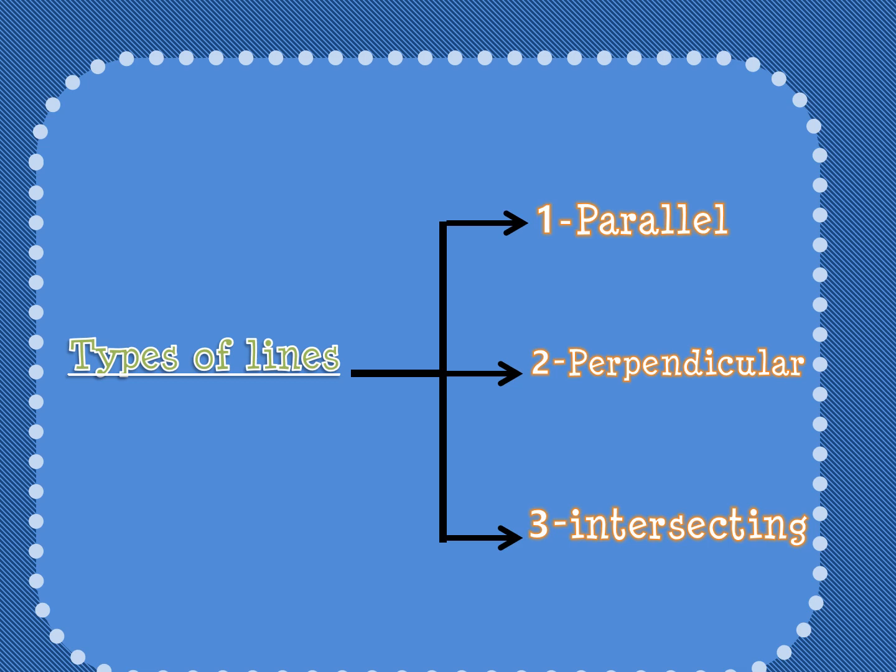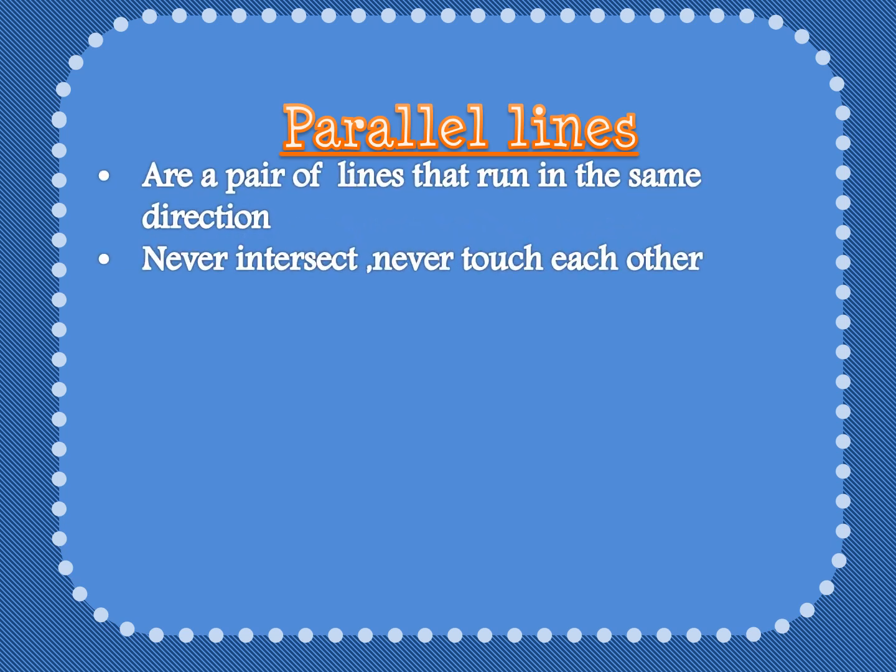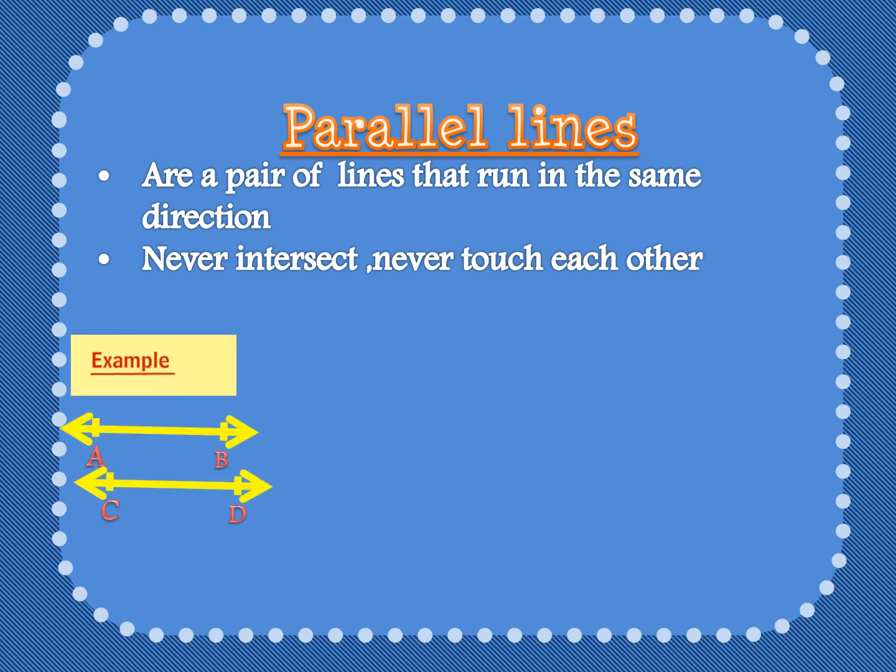Firstly, let's see what is the meaning of parallel lines. What is the definition of the parallel lines? The parallel lines are a pair of lines that run in the same direction. Two lines together never intersect, never meet, never touch each other. So if there are two lines that never touch each other, never intersect, never cut each other, they will be called parallel lines, like those two lines which are shown here.